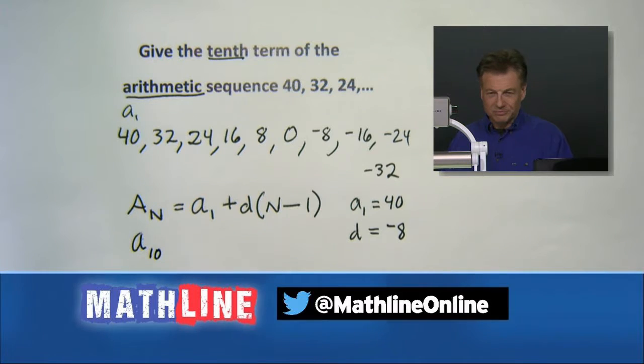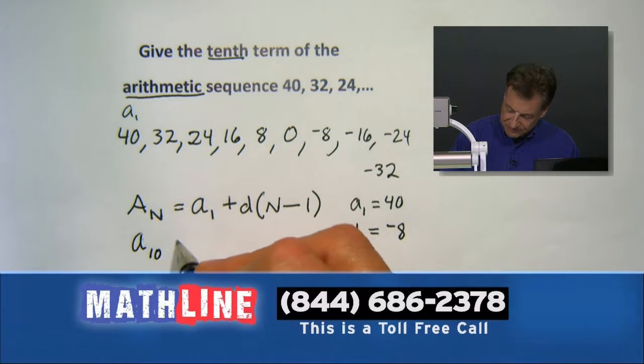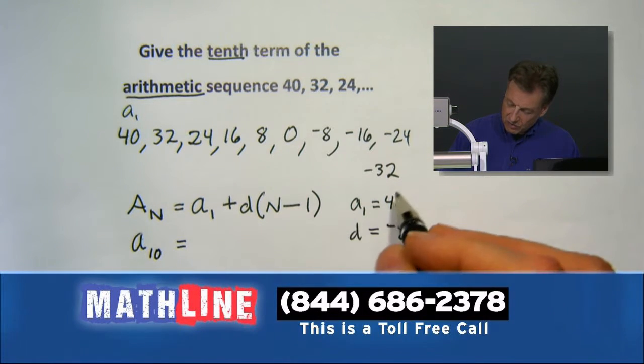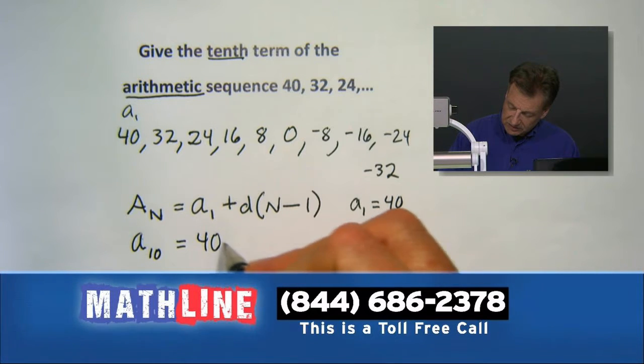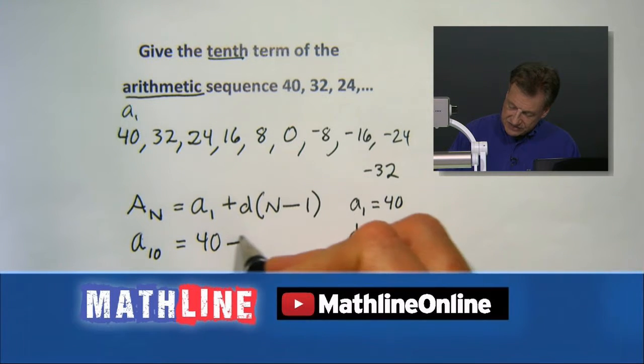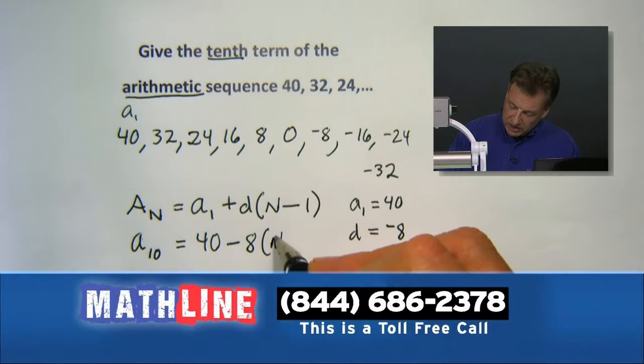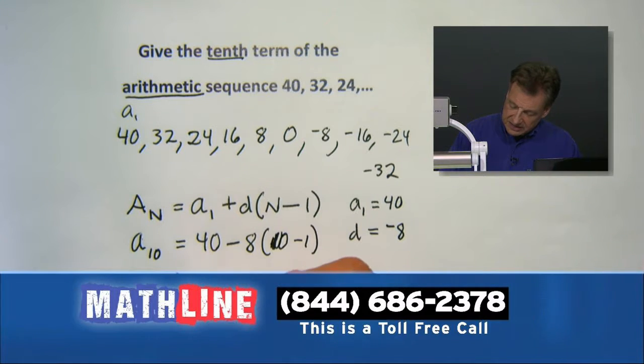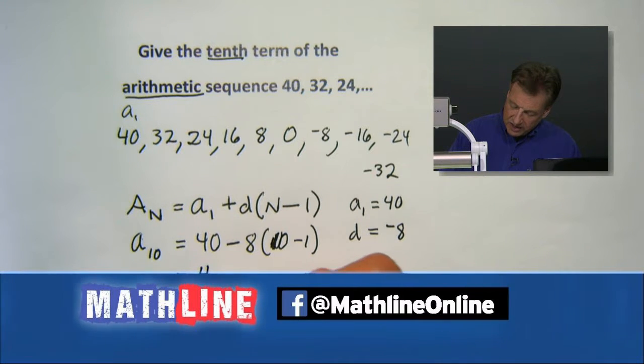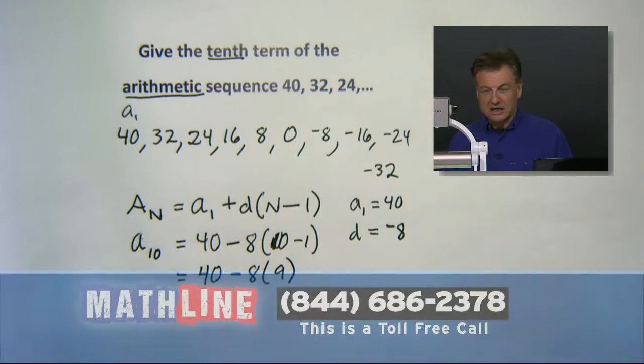So the 10th term is equal to, what do we got? Plug in the formula: 40 minus 8, that's our D, times, we do know what n is, don't we? 10 minus 1, and let's see what's happening. I got 40 minus 8 times that 9. And there we are.